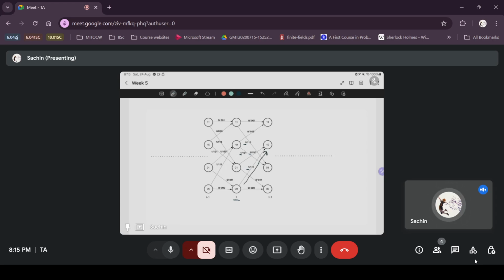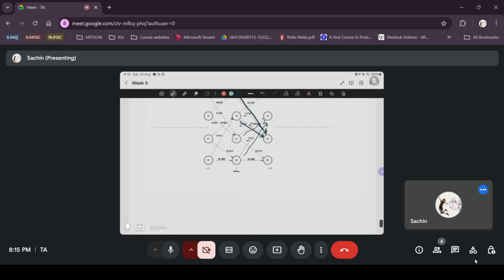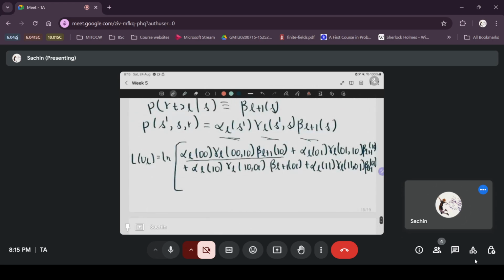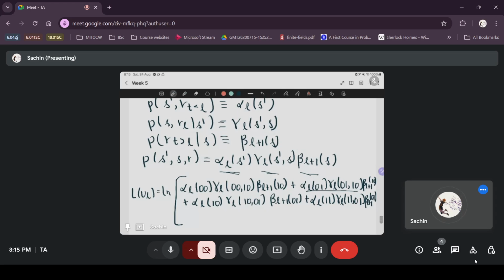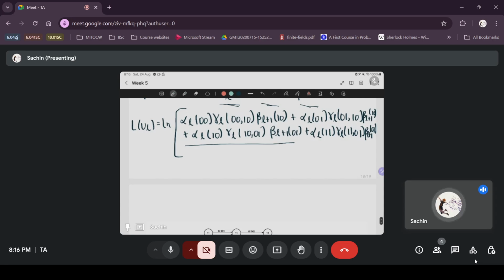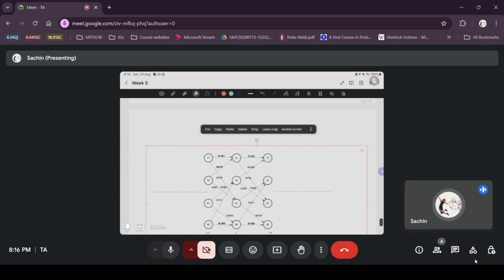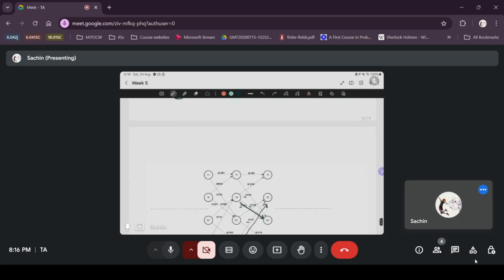What are those transitions? You are going from 0, 0 to 1, 0. You are going from 0, 1 to 1, 0. You're going from 1, 0 to 0, 1. And you are going from 1, 1 to 0, 1. So 0, 0 to 1, 0, that's the first term. Then 0, 1 to 1, 0, that's the second term. Then 1, 0 to 0, 1, that's the third term. So the transition will be the argument of this gamma function. And the final term is 1, 1 to 0, 1, right?